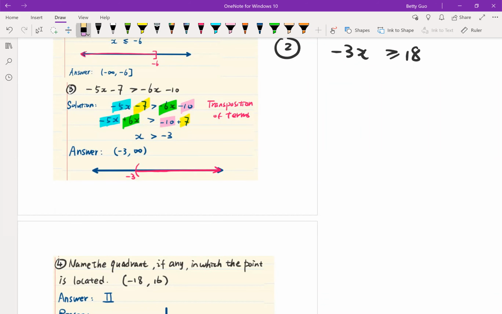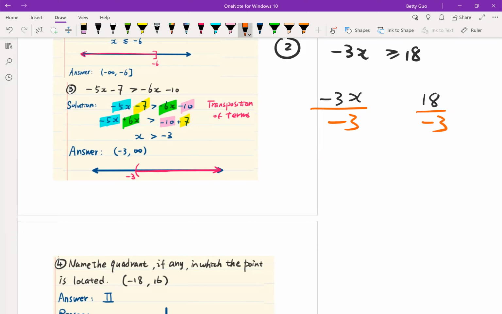Yeah. So here we want to solve for x. We need to isolate x on the left. In order to isolate x, we need to get rid of the coefficient -3. So we want to divide the left-hand side by -3. We have to do the same thing on the right-hand side, so the right-hand side is also divided by -3.